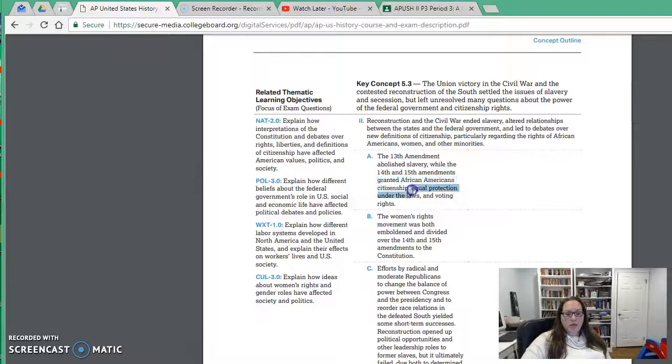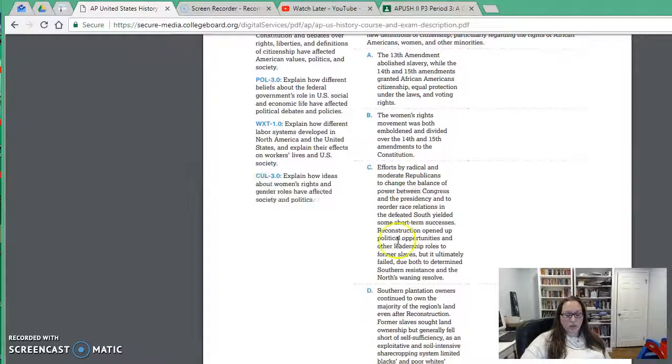Okay, so then we have equal protection under the law and voting rights. That just defines what the 13th and 14th Amendments were. Okay, so then we have B.